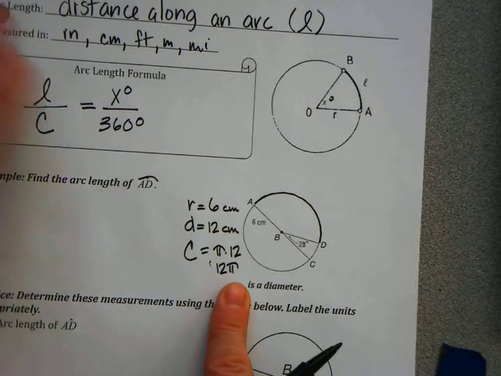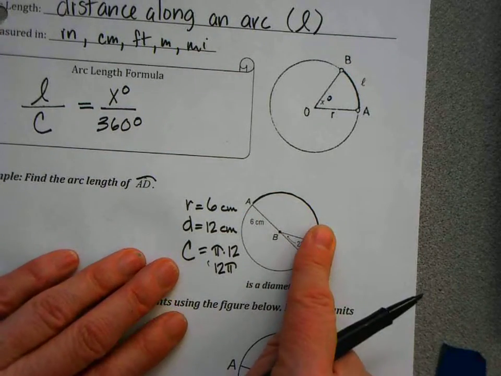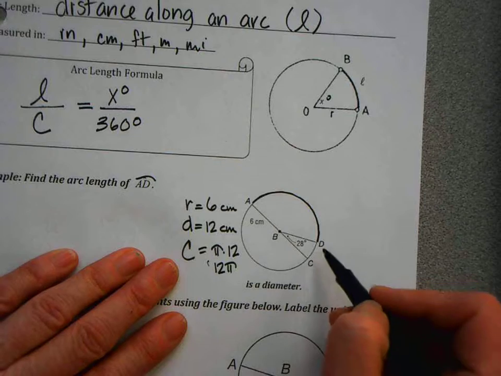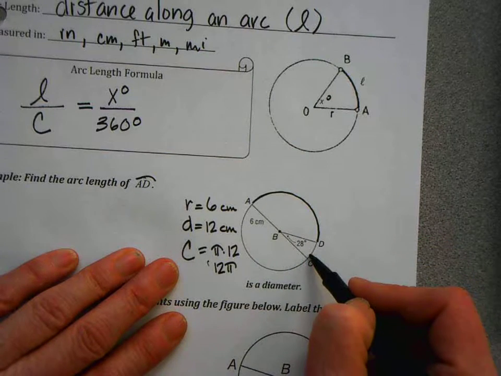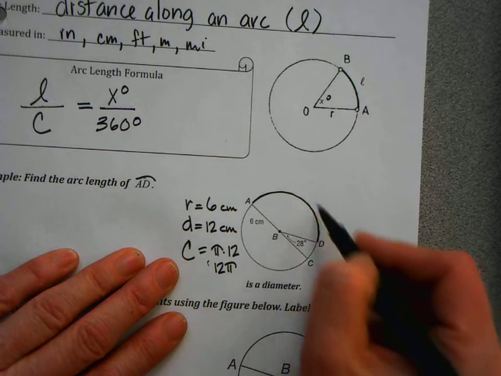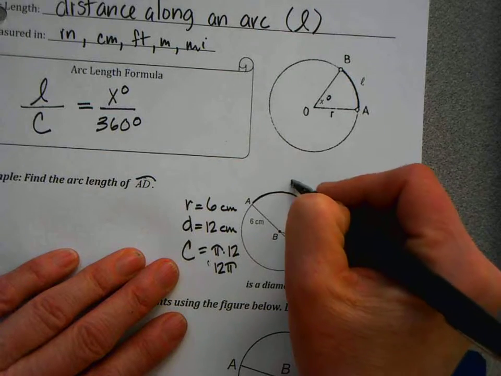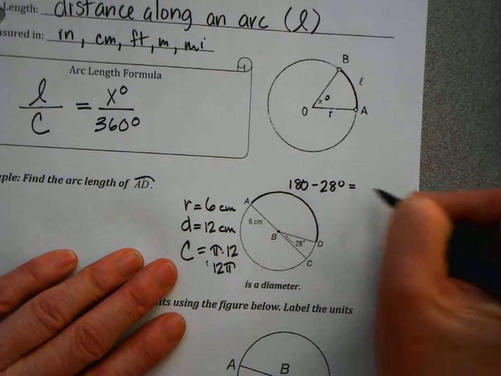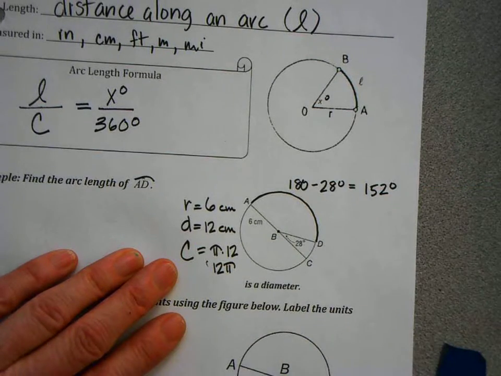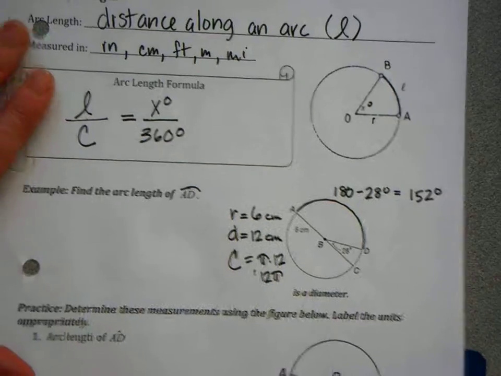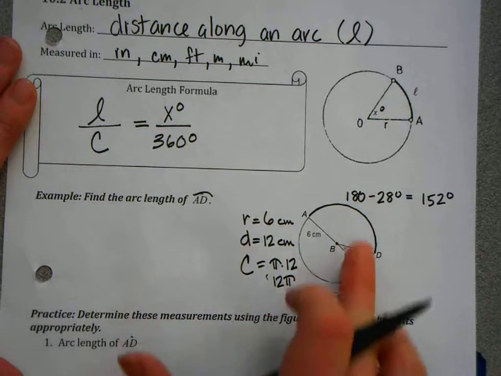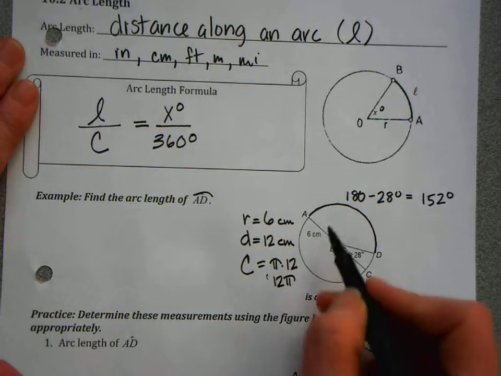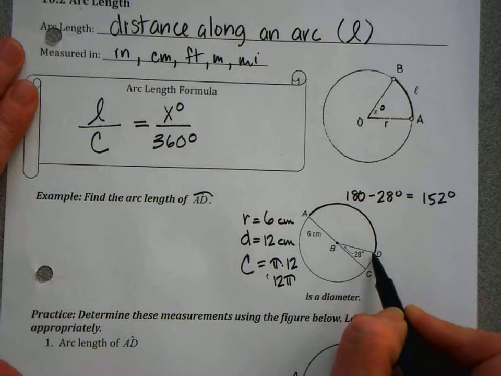Now let's talk about the angles. We have this arc. We know that this piece of the arc is 28, therefore this piece in degrees is 180 minus 28, which gives us 152 degrees. So we know that that's 152. I want to know the arc length of AD.